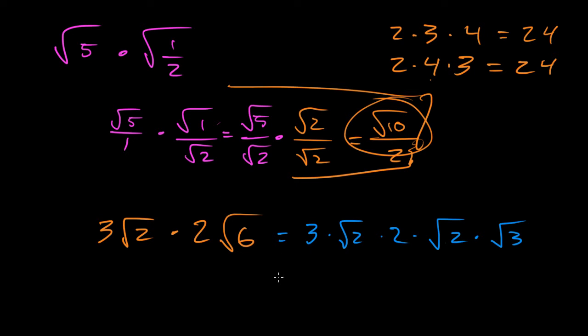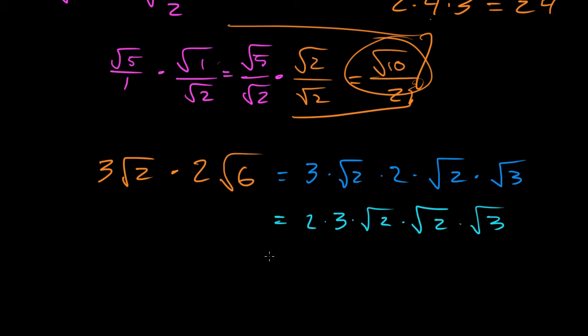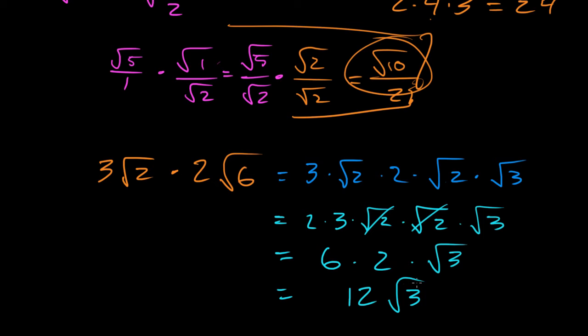Well, if that's true, then I should be able to do this multiplication in the best order possible. So I'll move the 2 up to the front and think about the 2's being one after the other, and then the 3 at the end. And let's see, I know 2 times 3, that's 6. And the square root of 2 times the square root of 2 is 2. And I don't have anything to pair up with the square root of 3. So this is going to be equal to 12 times the square root of 3.